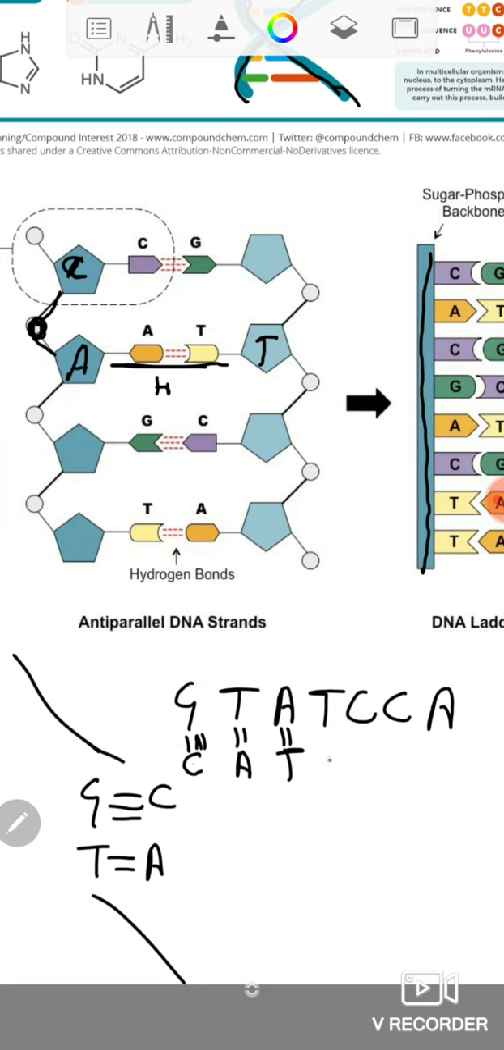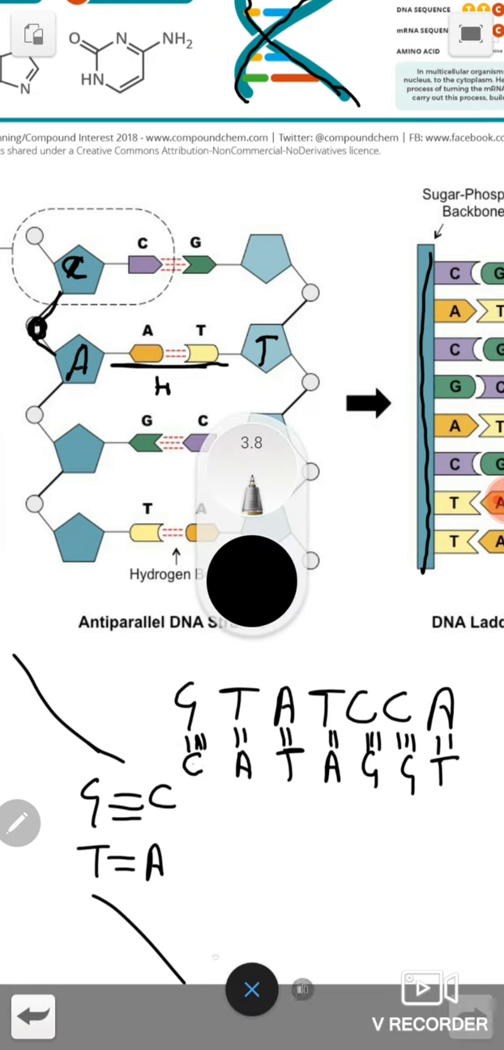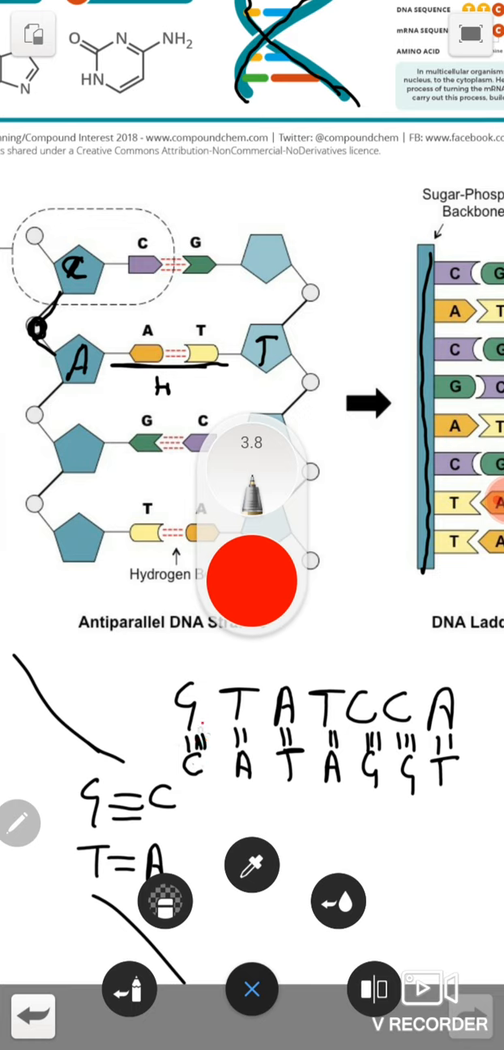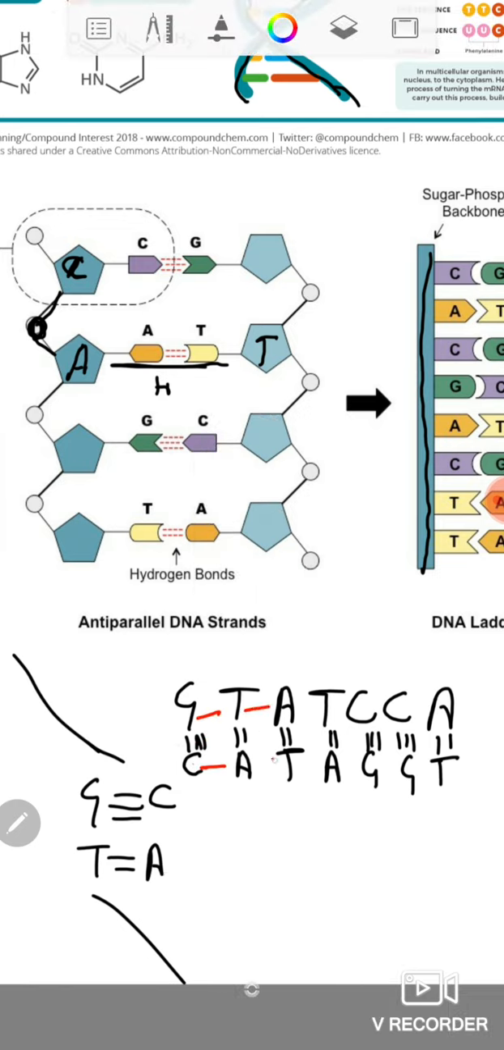Here thymine will bind with adenine, so we will have two bonds. Cytosine, guanine, three bonds. Cytosine, guanine, three bonds. Adenine, thymine, two bonds. And in between, let me change the color, we will have phosphodiester bonds.